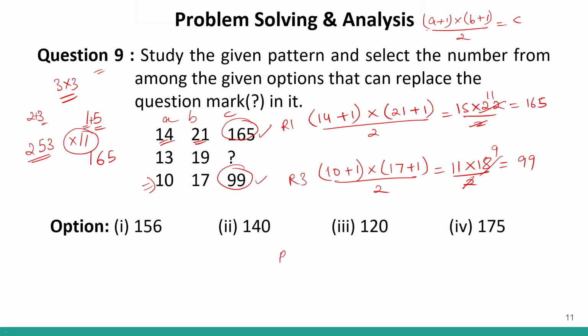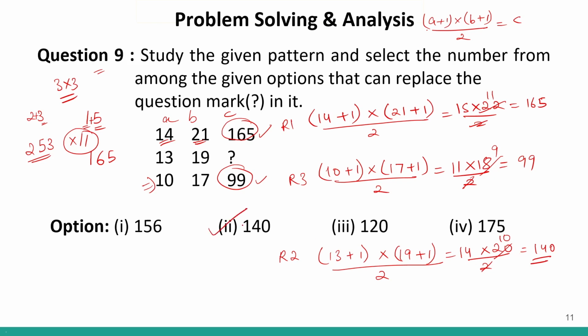So let us check for row number 2. Row number 2 will be 13 plus 1 into 19 plus 1 and we will divide everything by 2. So this is 14 and this will be 20 and we divide it by 2. So 14, this will be 10. So 14 into 10 is 140. So 140 will be the correct answer, which is given in option number 2.